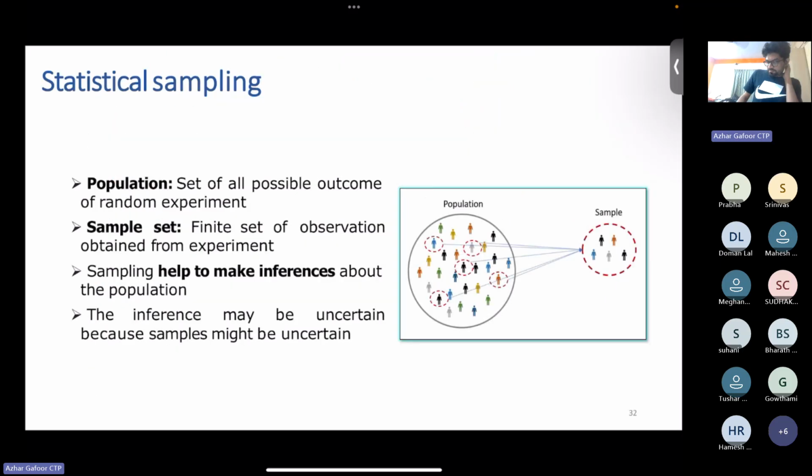Now we are coming to the last part of today's lecture, that is sampling or statistical sampling. Population is the set of all possible outcomes of a random experiment. A sample is a limited, finite set of observations from that population that we take. Why do we need sampling techniques? Sampling helps to make inferences about the population, and the inference can be uncertain because the sample might be uncertain.